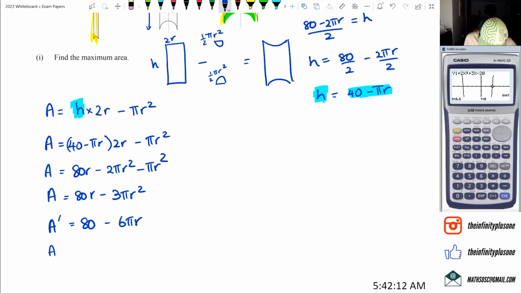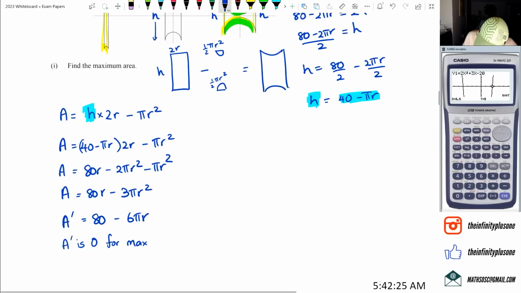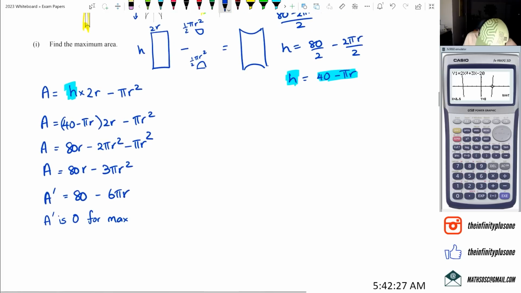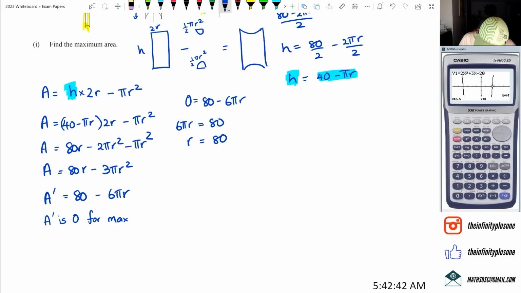Once that happens, I need to figure out what r is. So I'm just going to write a little statement: A dash is 0. How much space have I got? Oh, not much. Okay. If A dash is equal to 0, I can put down 0 is equal to 80 minus 6 pi r, so 6 pi r equals 80, and then r is equal to 80 divided by 6 pi. Now this is just the radius when the maximum area happens.